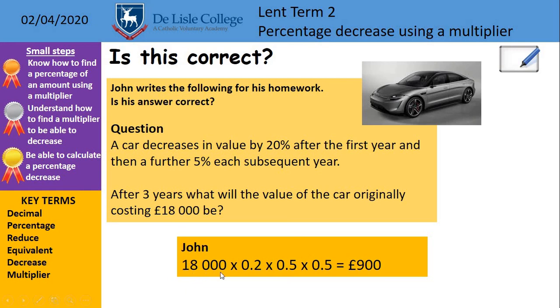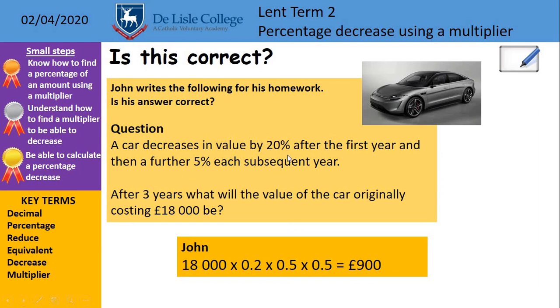He's taken the original £18,000. He's multiplied by a multiplier of 0.2, then a decimal multiplier of 0.5 and 0.5 to get an answer of £900. Seems quite cheap. Okay, hopefully you can see that John is incorrect.